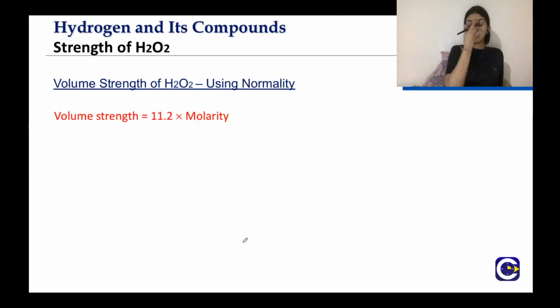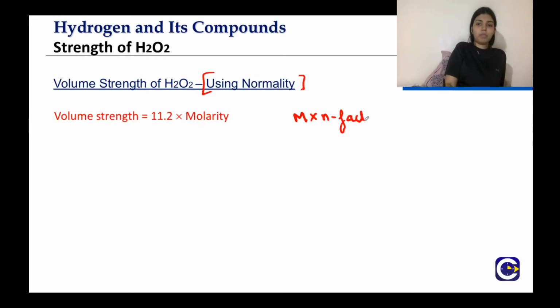Now next is using normality. See, using normality we know that what? That molarity into n factor or the z factor you may call it is equal to what? Normality, right? This we can use. See, volume strength equals to what? 11.2 into molarity. Okay, so volume strength can also be written as what?